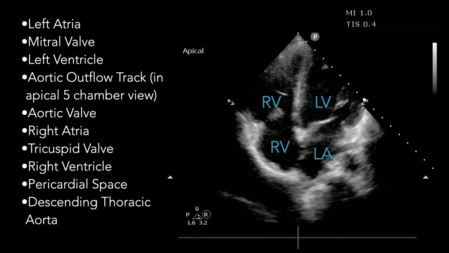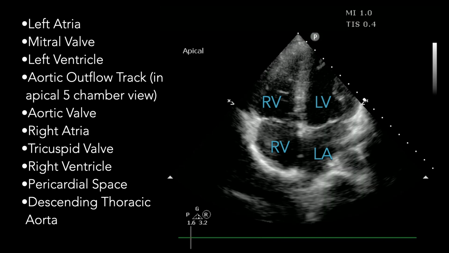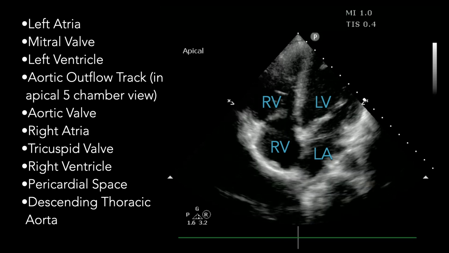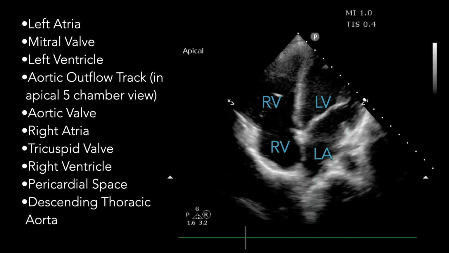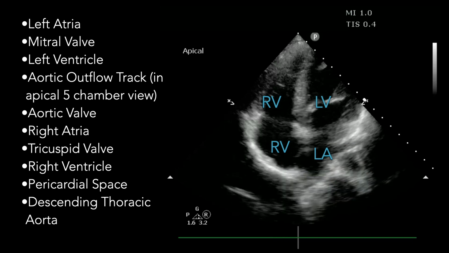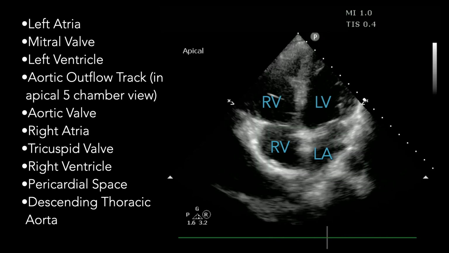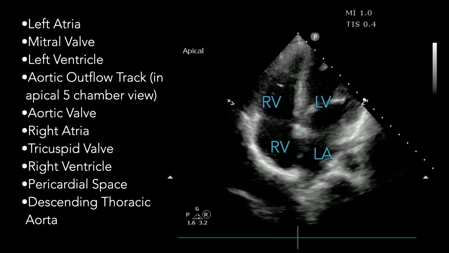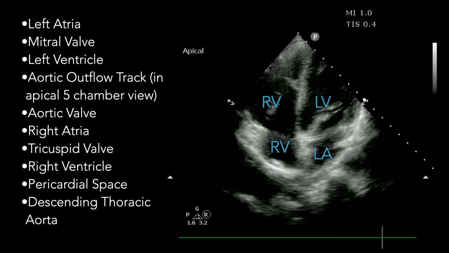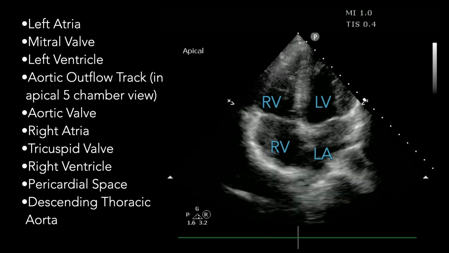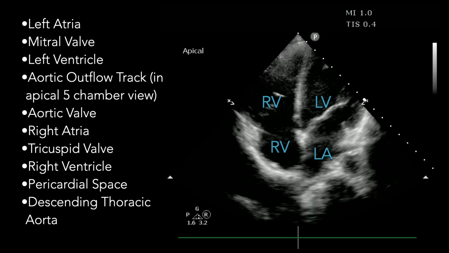Other things that you can see here are all the valves, right? Well, most all the valves. You can see the mitral valve, you can see the tricuspid valve. If you flatten out, you get into that aortic valve. You're not really hitting the pulmonic valve very well in this particular window. You see the pericardial space, right? That's wrapping kind of like an umbrella over the apex there that we're seeing. And then the key structure, again, that's really helpful is that descending thoracic aorta.